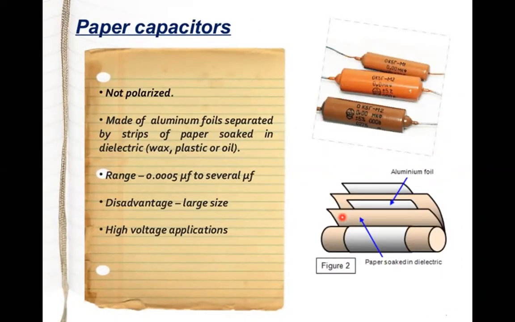Next are paper capacitors. It is also non-polarized. It means we can connect it either way into the circuit. Made up of aluminum foil separated by strips of paper soaked in a dielectric, and that dielectric medium we can take as wax, plastic, or oil. So here this is paper soaked in a dielectric, and this white one is the aluminum foil. The disadvantage is that it is large in size, as you can see here. Applications are high voltage applications.